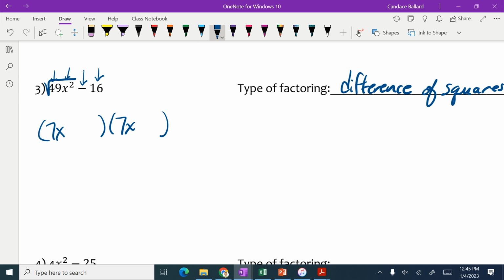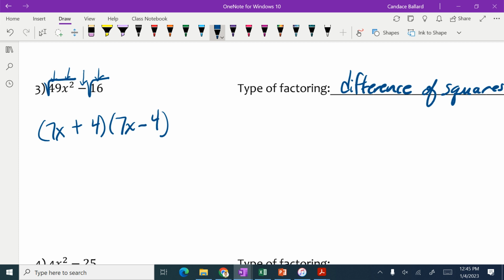Okay. All right. What's the square root of 16? So I'm going to write that in the back. Then we make one a what? One a positive, one a negative. Easy peasy, right? That's all I got to do. Square root, plus minus. Okay?